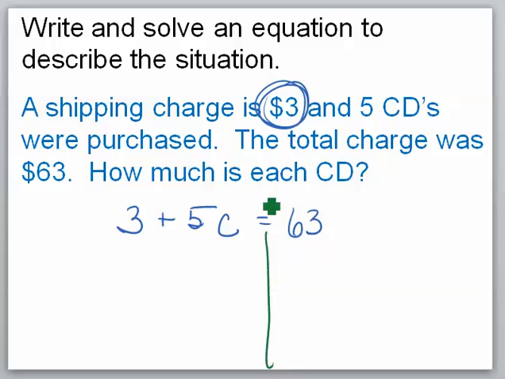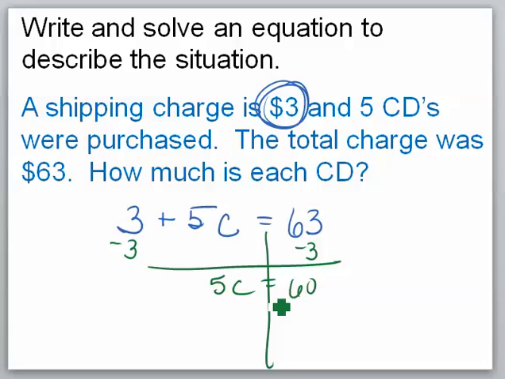If I solve this equation, I would get rid of the 3 by putting a negative 3 on both sides. When I'd subtract, I'd get 60 and I'd divide by 5, and I'd get C is 12. So each CD cost $12.